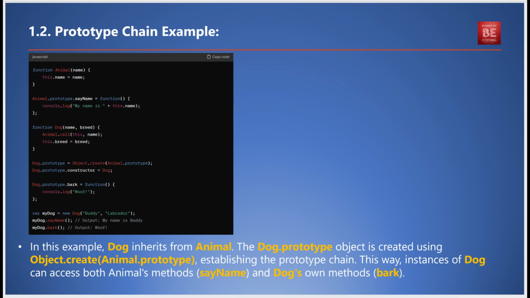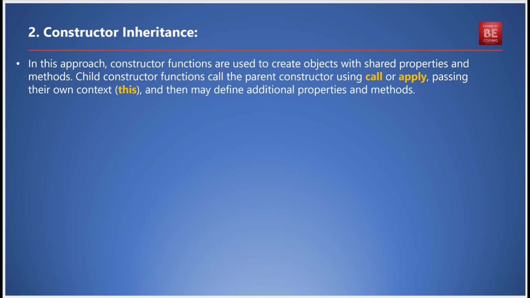Consider the following example. We have a function called animal that takes a name as a parameter. Then we define a method on the animal prototype called sayName. We also have a function called dog that calls the animal function with its own context and a breed parameter. We then set the dog prototype to be an object created from the animal prototype and set the constructor to dog. We also define a bark method on the dog prototype. When we create a new instance of dog and call the sayName and bark methods, it works as expected because of the prototype chain.